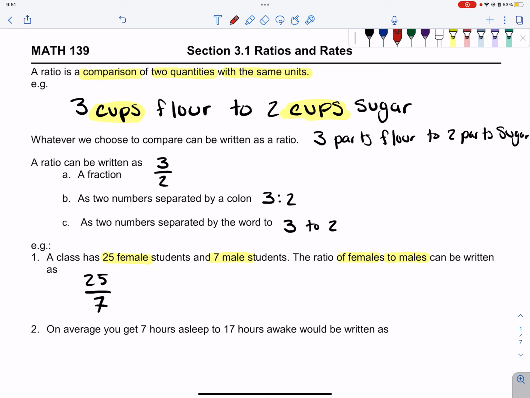I can also write this as 25:7, or lastly, we could write this as 25 to 7.